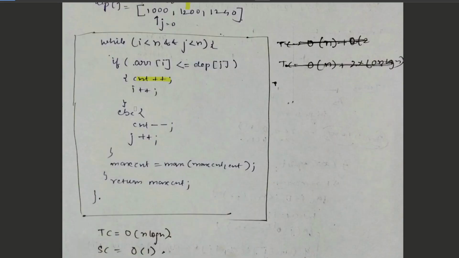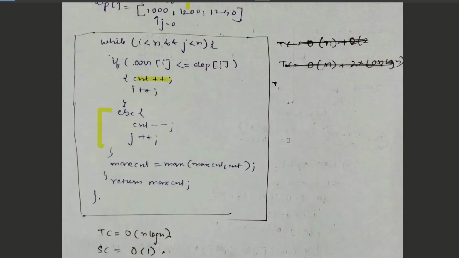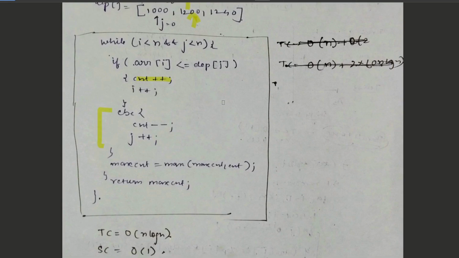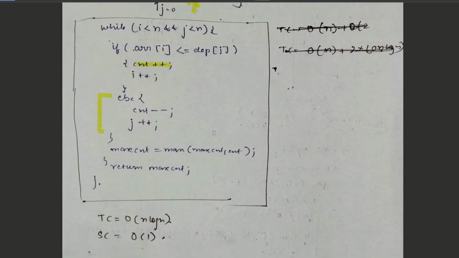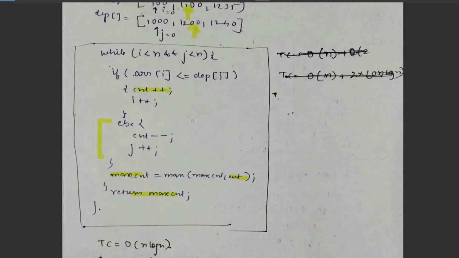Or else, in the else part, if the train has arrived at a particular station, and the train which was previously there has left, we decrement the counter and we increment the j variable. And among all these intervals, we use max count to calculate the maximum number of trains that are at the station at a particular point, and then we have to return it.